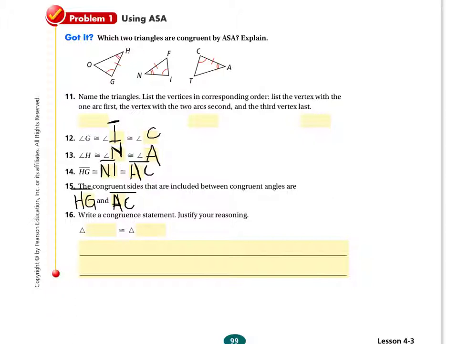And what I would like you to do is take a moment and fill out number 16. Write a congruent statement and justify your reasoning, which means you need to explain your prediction on which two triangles are congruent by angle-side-angle. Come back ready to ask any questions or explain your answer tomorrow in class.